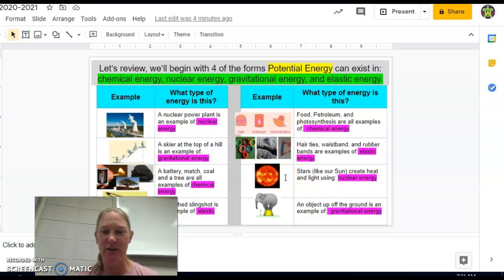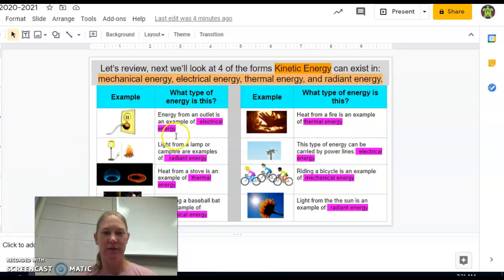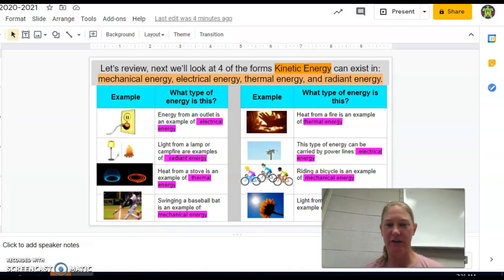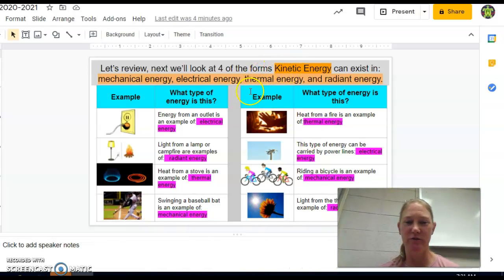Stars, like our sun, create heat and light using nuclear energy, a nuclear fusion reaction. And the final example, an object up off the ground, is an example of gravitational energy. The next slide gives examples of kinetic forms of energy. So this first one, energy from an outlet, is an example of electrical energy.